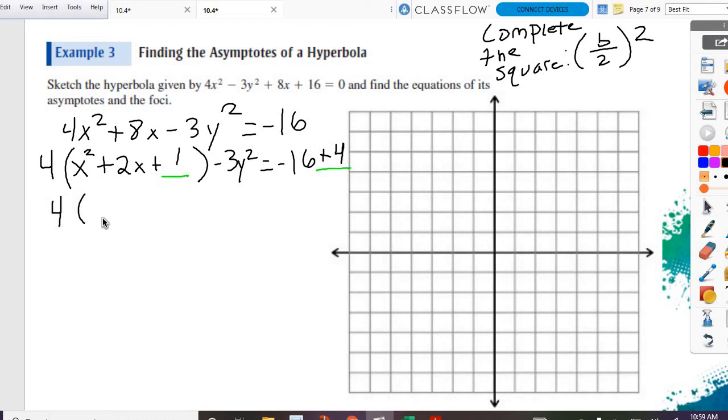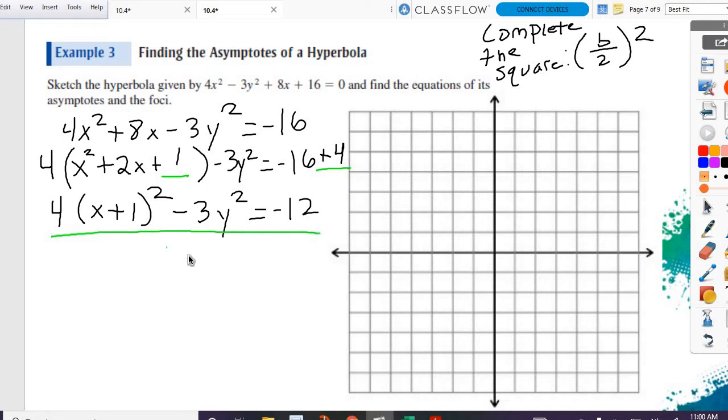So then remember, our whole goal in completing the square is to make it a perfect square. So we factor. What multiplies together to give me 1, that adds together to give me 2? It's 1, 1. If it doesn't factor to a perfect square, then you did something wrong. And then what do we have on the other side? Negative 12. So then what's our last step?